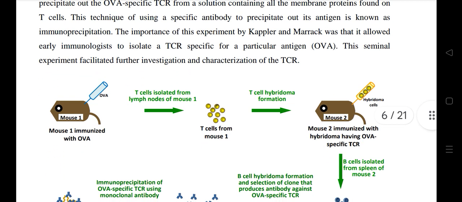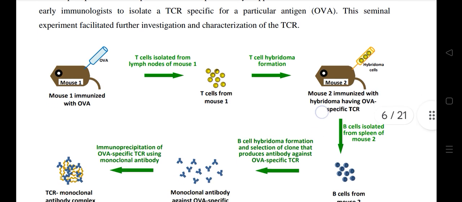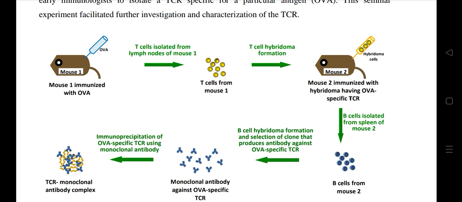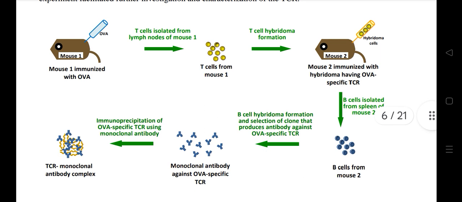Mice immunized with OVA, T cells isolated from lymph nodes of mouse 1, T cell hybridoma formation, mouse 2 immunized with the hybridoma having OVA-specific TCR, hybridoma cells, B cells isolated from spleen of mouse 2, B cell hybridoma formation and selection of the clone that produces antibody against OVA-specific TCR. Then immunoprecipitation of OVA-specific TCR using monoclonal antibody. So you will be getting monoclonal antibody against OVA-specific TCR, TCR-monoclonal antibody complex.